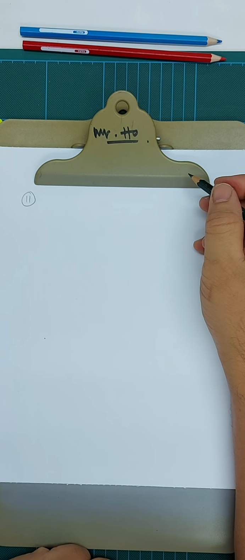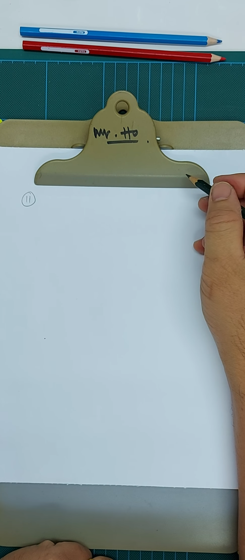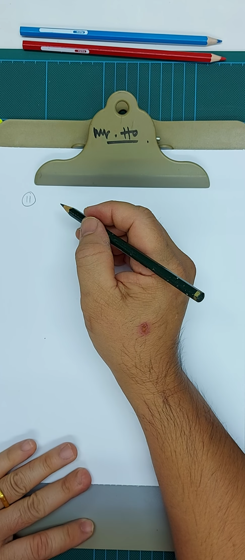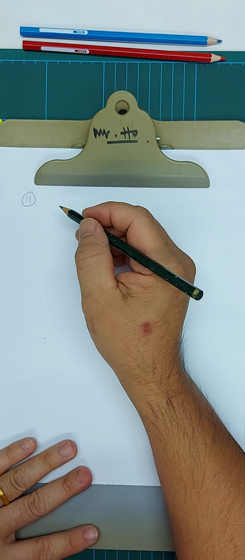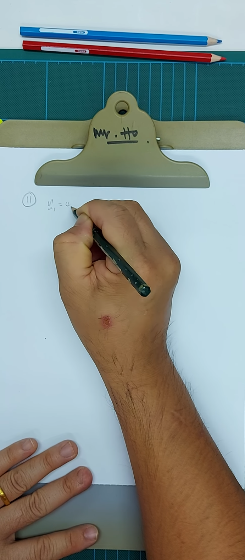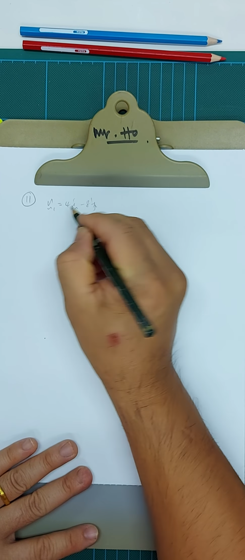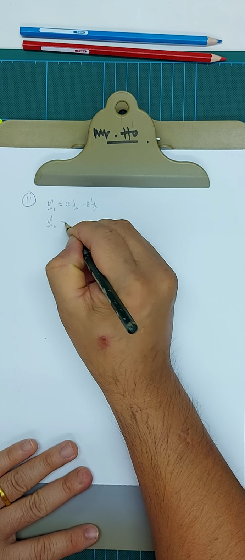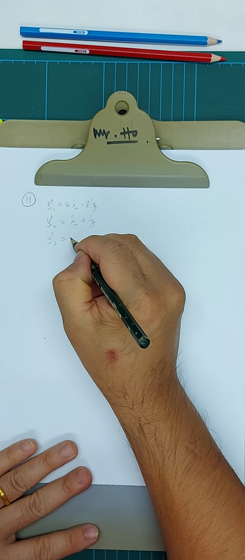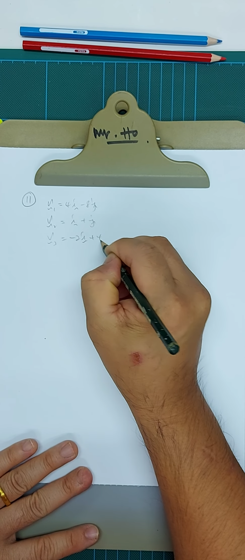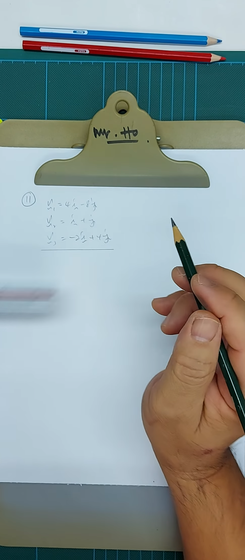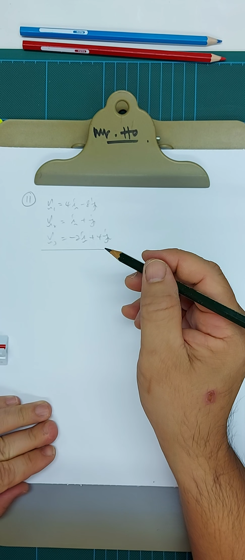Question 11a. Determine the magnitude and direction of the sum of the three vectors. You are given vector v1 is 4i minus 8j, v2 is i plus j, and v3 is negative 2i plus 4j. Now sum up. Number one is the magnitude and direction of the sum.